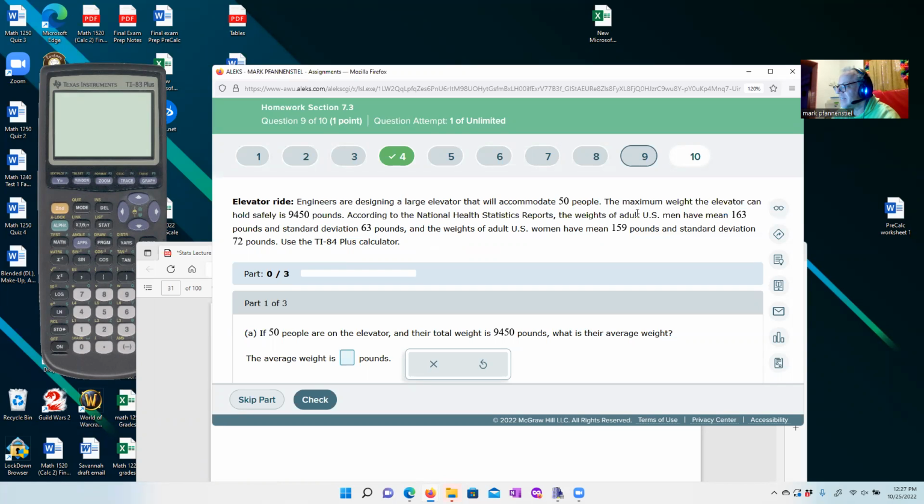Notice they did not say anything about normality, whether it's a normal curve or anything like that. Our heights do follow a normal curve, but our weights don't tend to fall that way. So we don't know what the underlying distribution is for U.S. men, or for U.S. women.